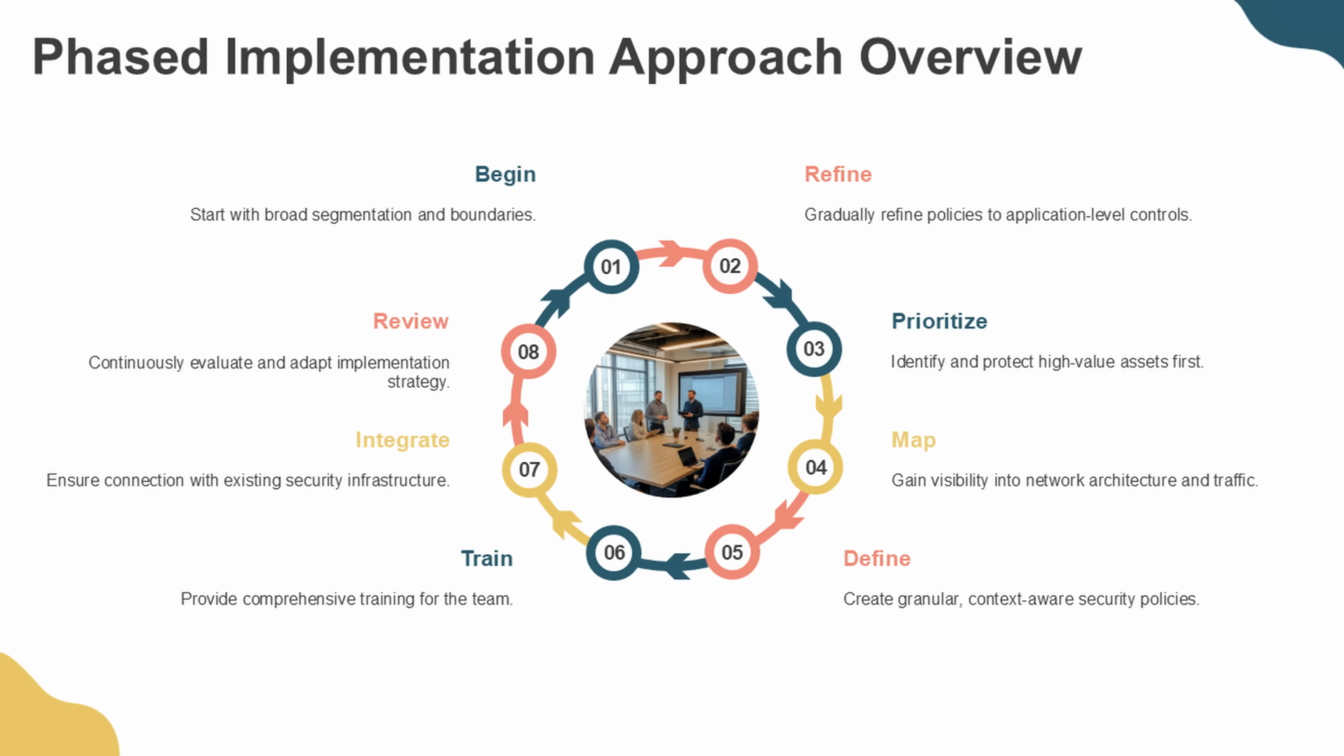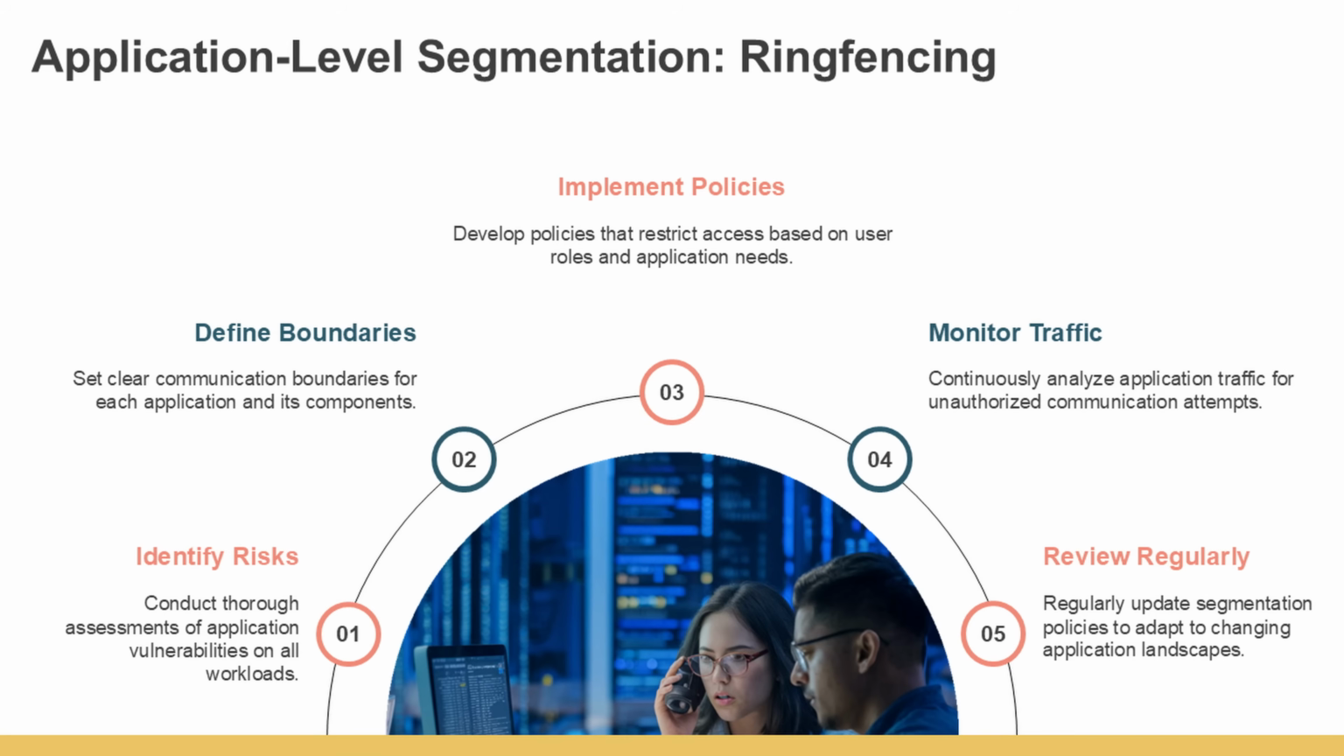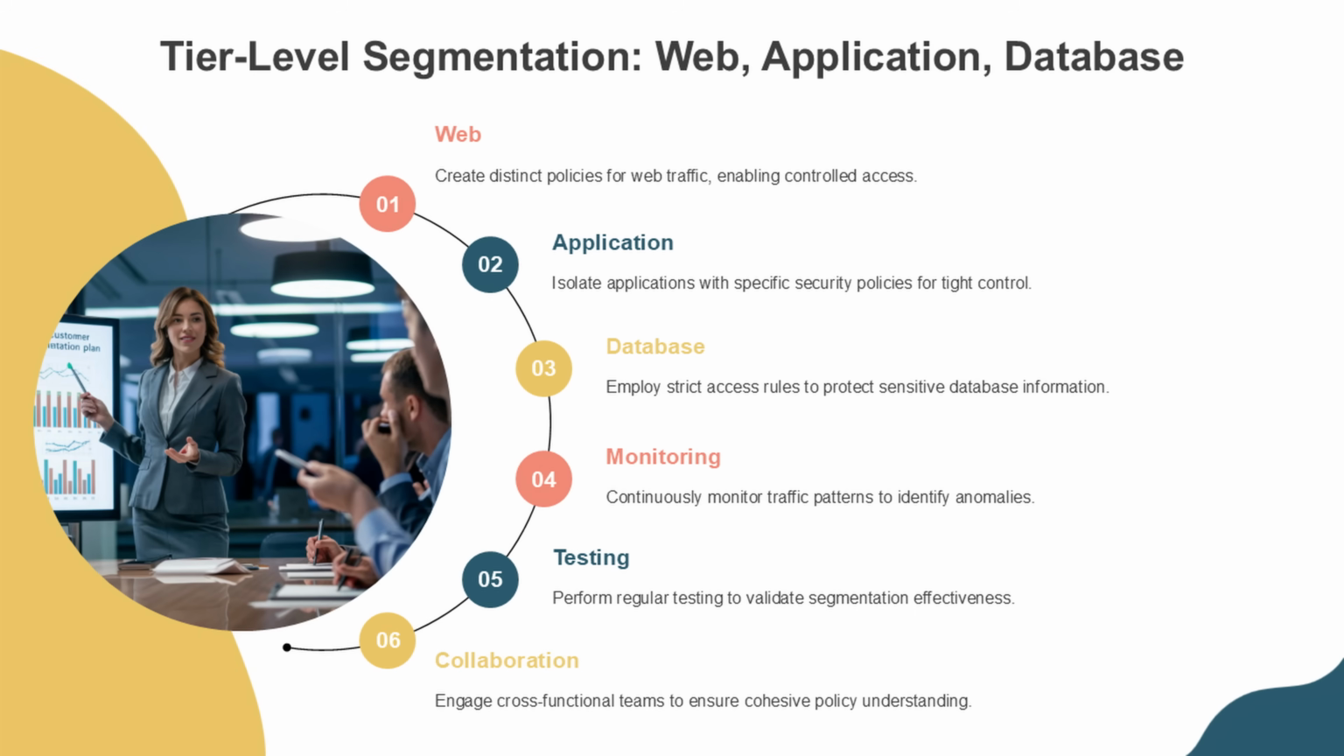Successful microsegmentation deployments follow a graduated implementation strategy rather than attempting a big bang approach. Organizations should adopt a phased methodology that includes, first, starting with broad segmentation by establishing environmental boundaries between development, testing, and production environments before progressing to more granular controls. Second, gradually refining policies from application-level segmentation or ring fencing to tier-level segmentation such as web, application, and database. And finally, to process-level microsegmentation for critical assets.